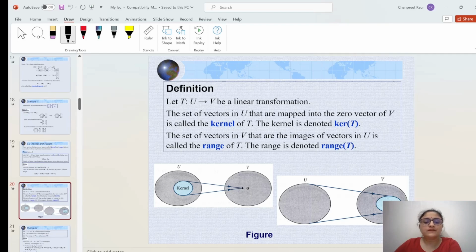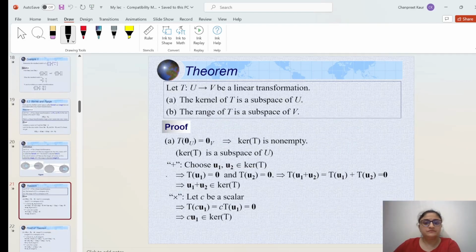And what is the range of a linear transformation? Just like the range of any function, the range of a linear transformation is nothing but a subset of the codomain vector space V. So the range is the set of vectors in V that are the images of vectors in U. So the kernel of a transformation and the range of a transformation form a subspace.